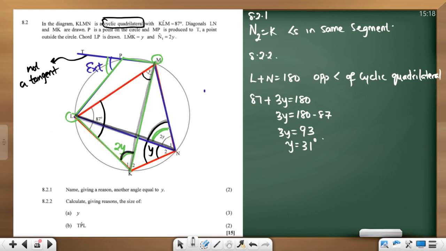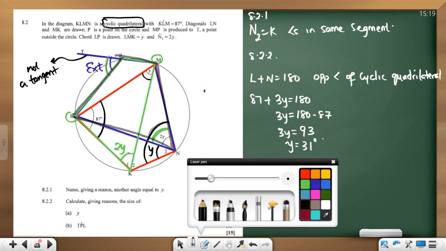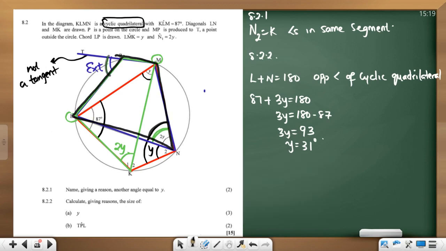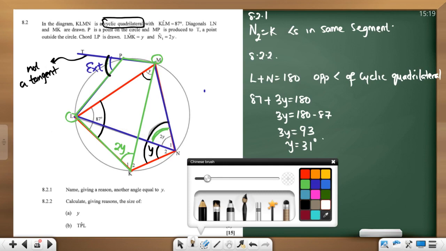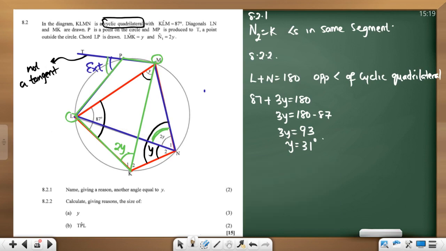2y. Makes sense. And if I then use the green one, this angle is equal to that exterior. Interior. Beautiful. Here's the blue one I was using earlier. This angle is equal to that. So it's still fine, whichever one. That is the beauty of maths.